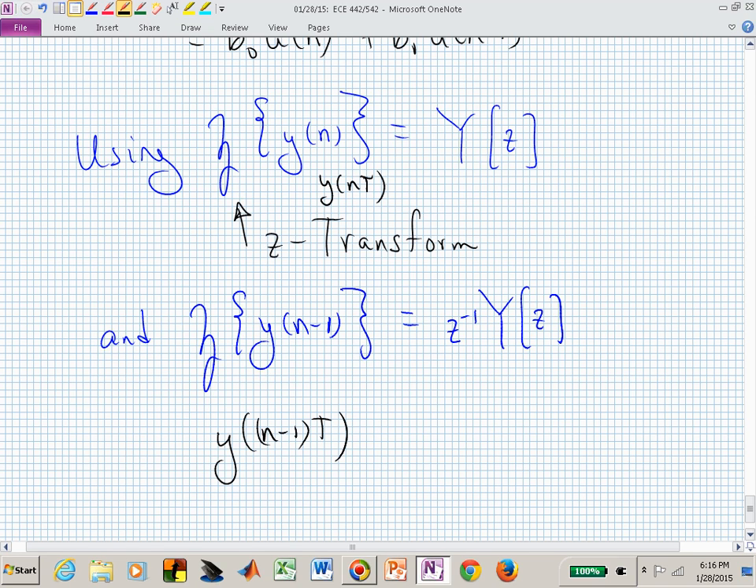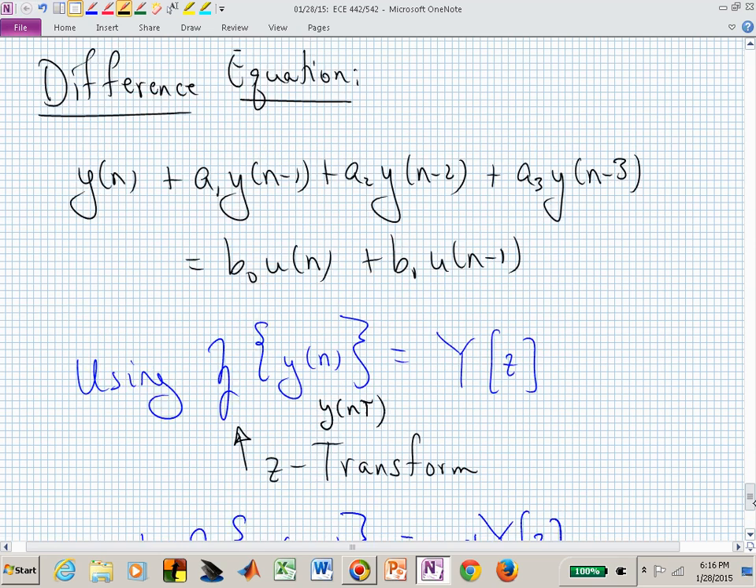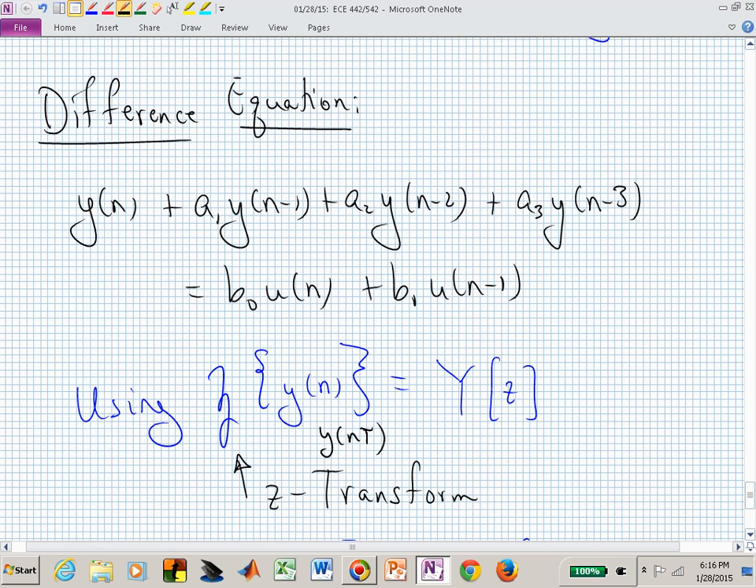If this is the agreed on notation, let's now z-transform this difference equation. And that's not hard, is it? Using this notation, little y of n becomes capital Y of z. A1 y of n minus 1 becomes a1 z to the minus 1 capital Y of z, etc.